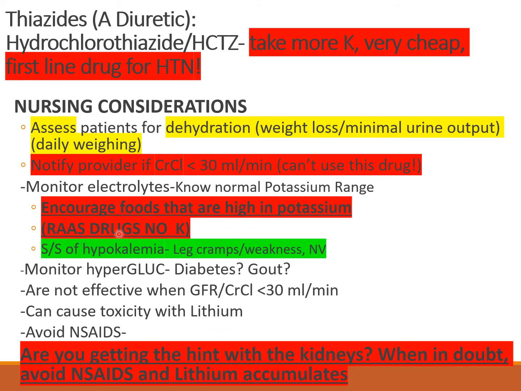Now, which are the drugs in which we do not require potassium? We should not take potassium. These are the RAS drugs. All right. The RAS drugs, no potassium. For these diuretic thiazides, we need potassium. Are you getting the hint with the kidneys? When in doubt, avoid NSAIDs, and lithium accumulates. Okay, so when kidneys are involved, we should avoid NSAIDs, and lithium accumulates.